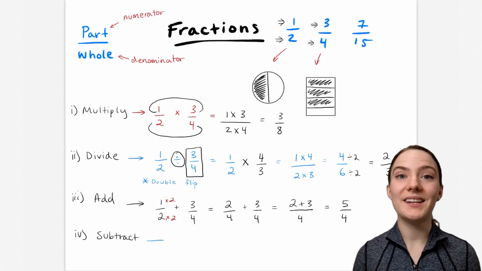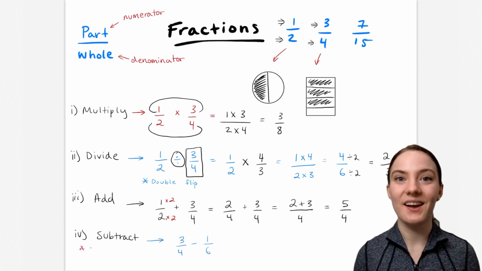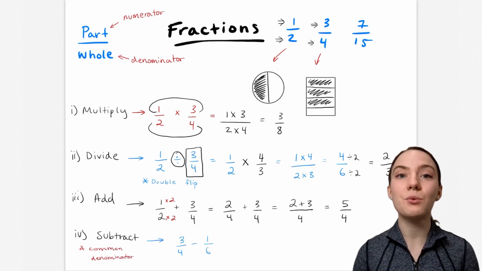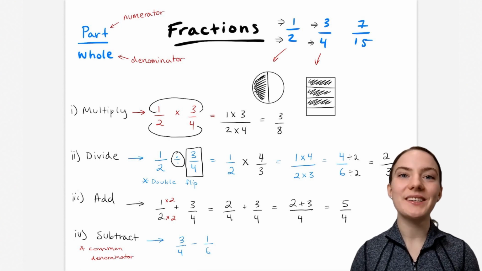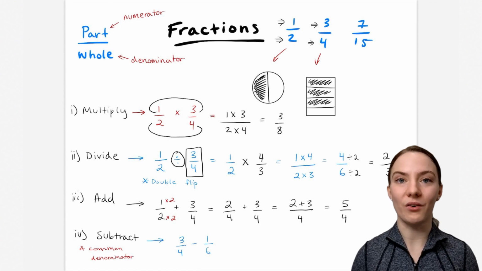And now what's great is that the subtraction of fractions is exactly the same as addition. All you need to do is find a common denominator, and then you're going to subtract the numerators. So let's take a look at this example. We have 3 over 4 minus 1 over 6.